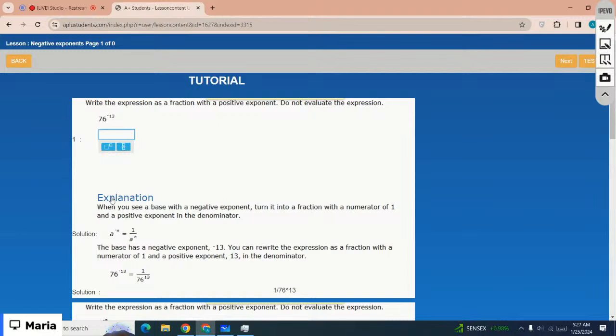Let's just start with the example. The expression is a fraction with a positive exponent, right? So you have a negative exponent here, that is 76 exponent negative 13, right? Whenever we have a base with a negative exponent, we can make the exponent positive by turning it into a fraction, right? That is 76 exponent negative 13. You can write it as 1 over.